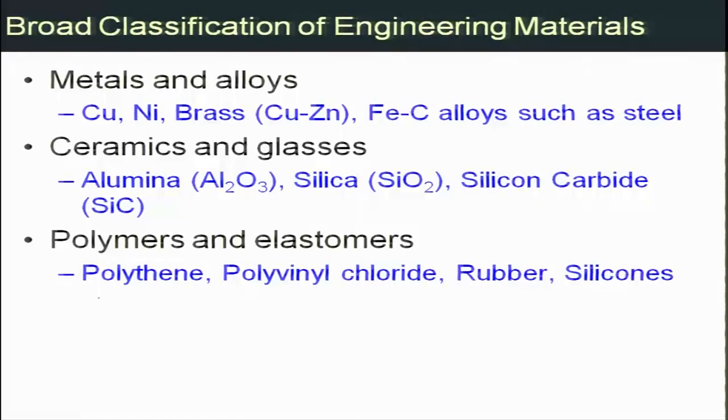And another advantage of polymers is that they don't corrode. So metals, for example, if you make a metal pipe and your sewage flush goes through them, they corrode, but polymers don't corrode. So they are light, they are easy to make, they don't corrode, they cost less. Another example is rubber, used in tires and all that. Silicones are used in a variety of applications.